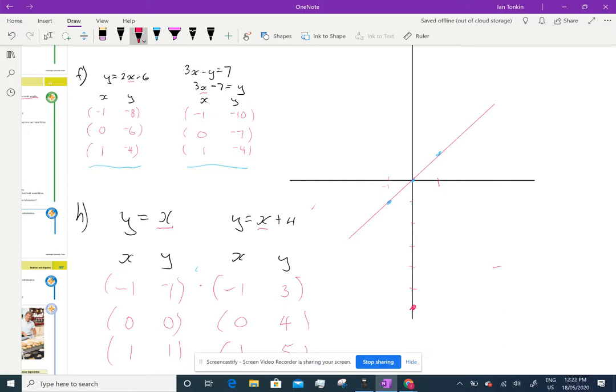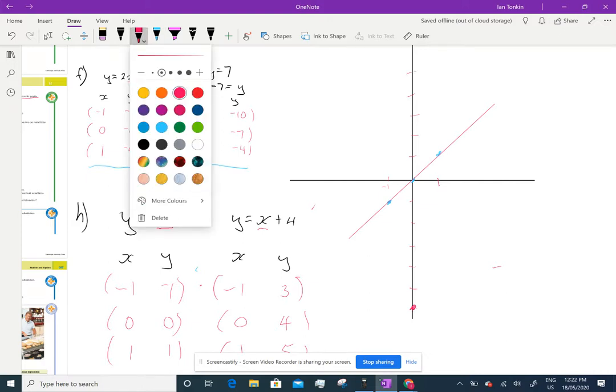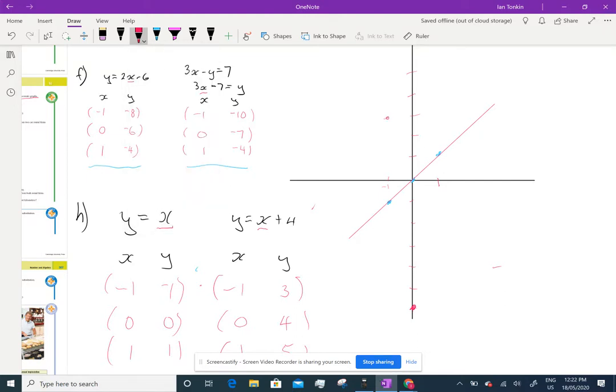Now, the second one, -1 and 3. So I have to go along here, go up through 1, 2, 3. There's going to be a 4 and there's going to be a 5. And I'm going to plot these points in red. So -1 and 3, that's there. 0 and 4, that's there. And 1 and 5, that's there. And I'm going to draw a blue line through these ones.